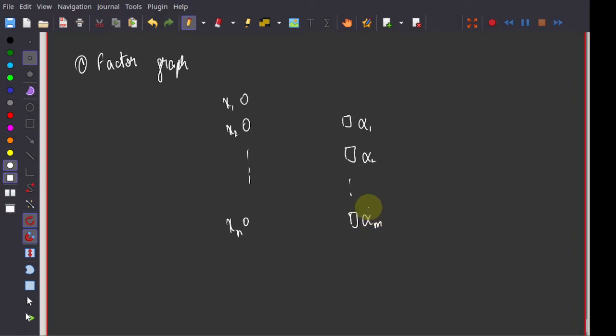Right. And you draw an edge from the ith left vertex to the jth right vertex if the ith left vertex participates in the jth local function. So if alpha 1 is a function of maybe x1 and x2, then there are edges from x1 to alpha 1 and x2 to alpha 1 and no edge from the rest to alpha 1. Similarly, if alpha 2 is a function of xn and x1, then there are two edges incident on alpha 2, one from x1 and the other from xn, and so on.